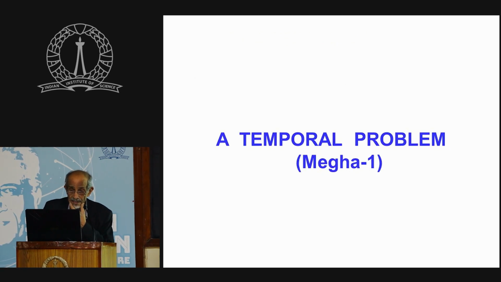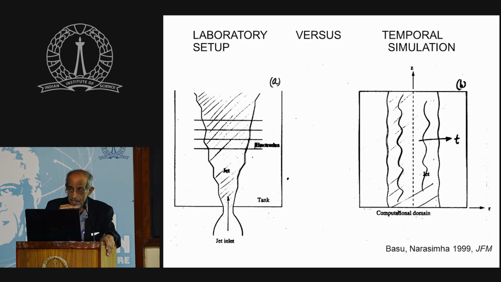Well, we've done various things. Our first cloud on the computer was MEGA 1. So I'm now numbering them because now we are on MEGA 5. At that time, we didn't have the computing power required to do a spatial simulation, so we did a temporal one. On the left, you have the standard laboratory setup for the jet. And on the right, you have the z versus time axis. It will grow in time, not in space. In z, it's uniform in the temporal simulation, but its width changes with time. It's the same at all heights.